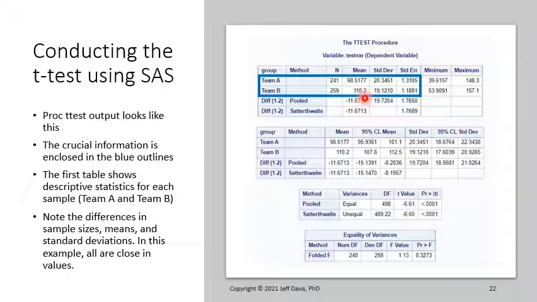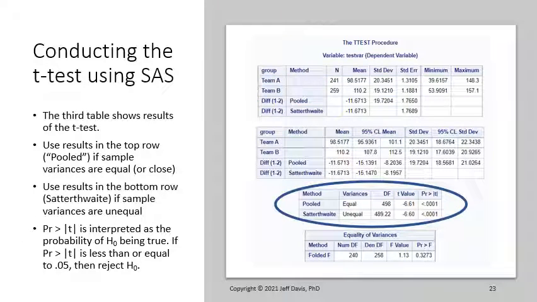So it takes the mean for team A and subtracts the mean for team B. Note also the standard deviations. Pretty close together in value: 20.345 and 19.121. So you want to take note of that, because this goes back to thinking about equality of variances. Here it looks like we can safely treat these as the same. We could safely run with the assumption that our variances are equal.